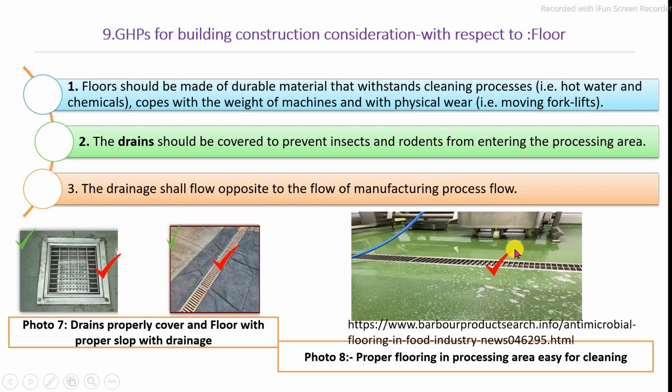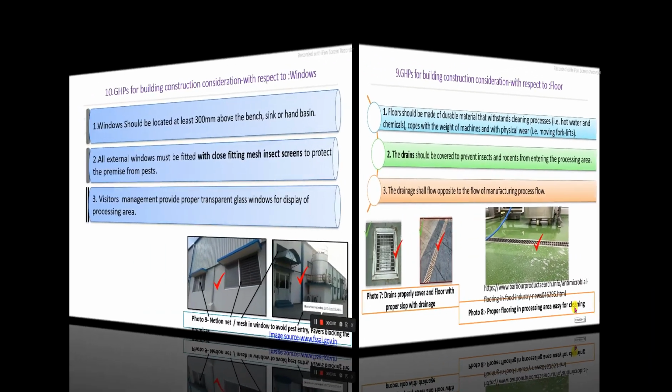A smooth, durable surface is required, and a proper drainage system must be provided to wash out all the internal washed liquids. All drainage systems should be properly covered to control insect and rodent entry into the food processing premises. The drainage system is also provided in this way to minimize cross contamination in the food processing premises. These are the parts that should be considered with respect to the flooring in the food processing premises.